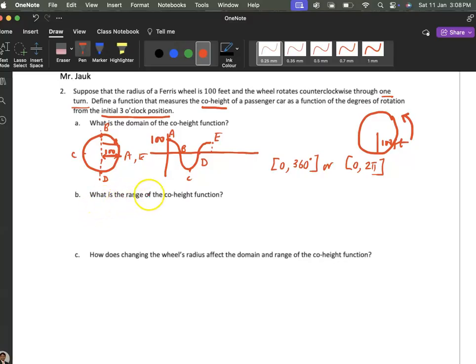What is the range of the cofunction? This would be -100 to 100, because it goes down. This side is negative. I was getting confused with the range and domain.